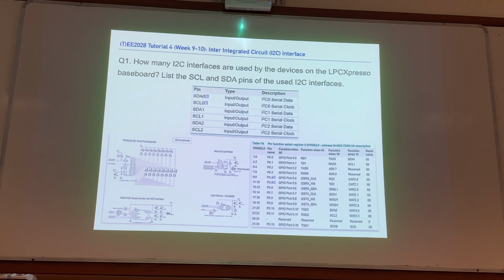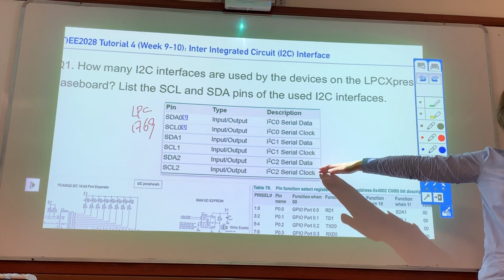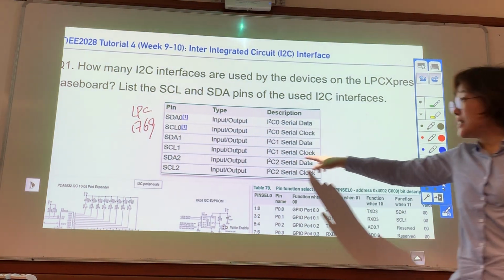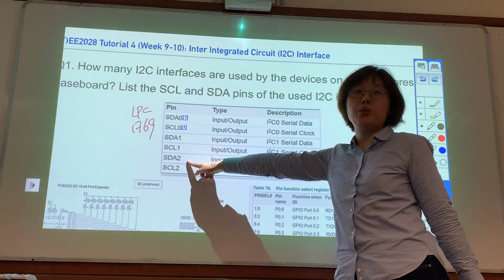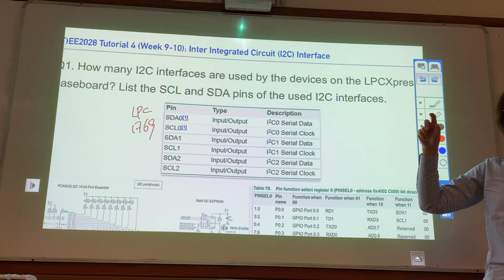And let's look at question 1. How many I2C interfaces are used by the devices on the LPC baseboard? List the SCL and SDA pins of the used I2C interfaces. This question is talking about the actual device we are using in the lab. If you just look at the LPC 1769, without talking about the baseboard, you can see that you actually have 3 I2C interfaces. You have SDA0, SDA1, SDA2, and SCL0, 1, and 2. So basically you have 3 pairs of channels.